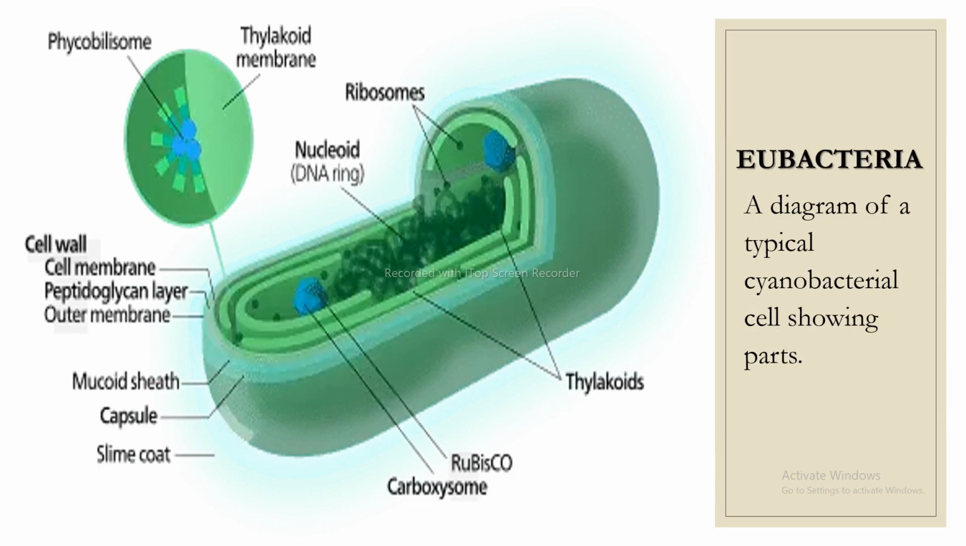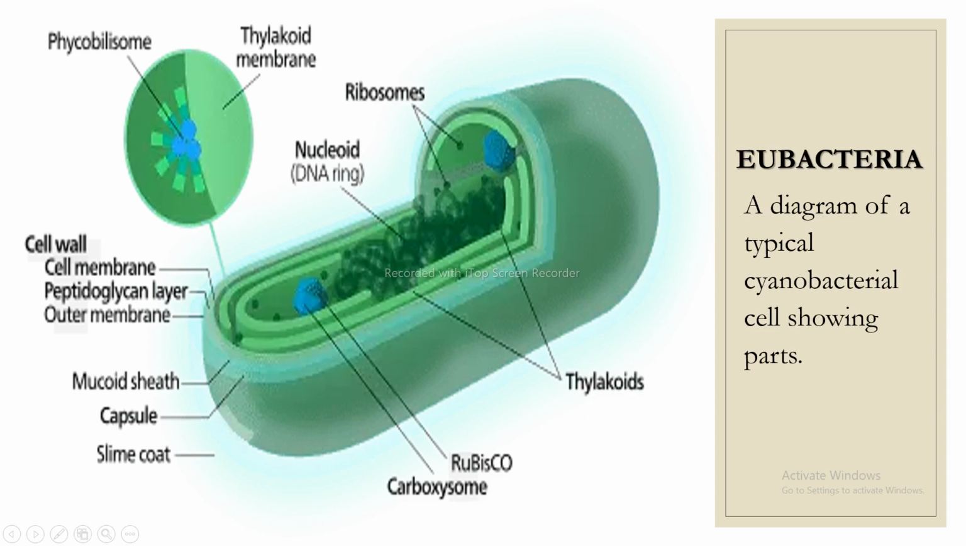So this is a diagram of a typical cyanobacteria cell showing the parts. It includes ribosomes, and this is the nucleoid DNA ring, and these are thylakoids, and this is rubisco, and the next is the carboxysome.